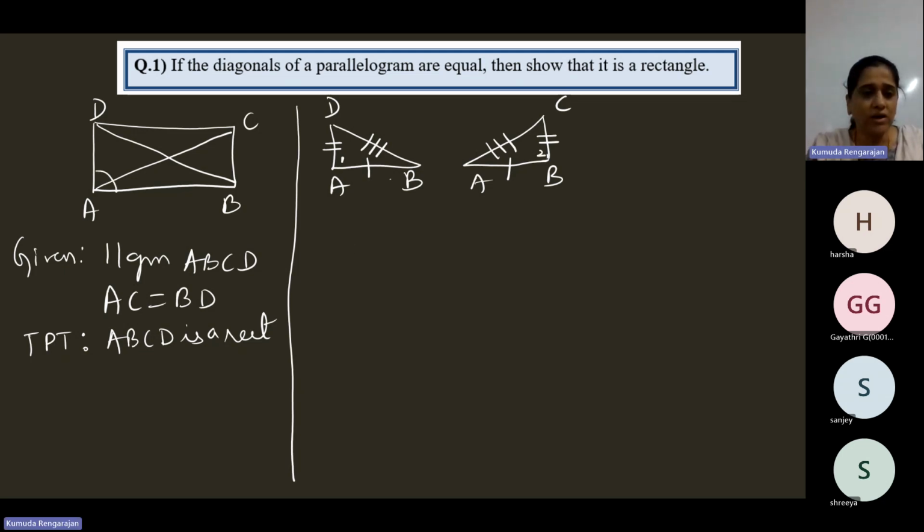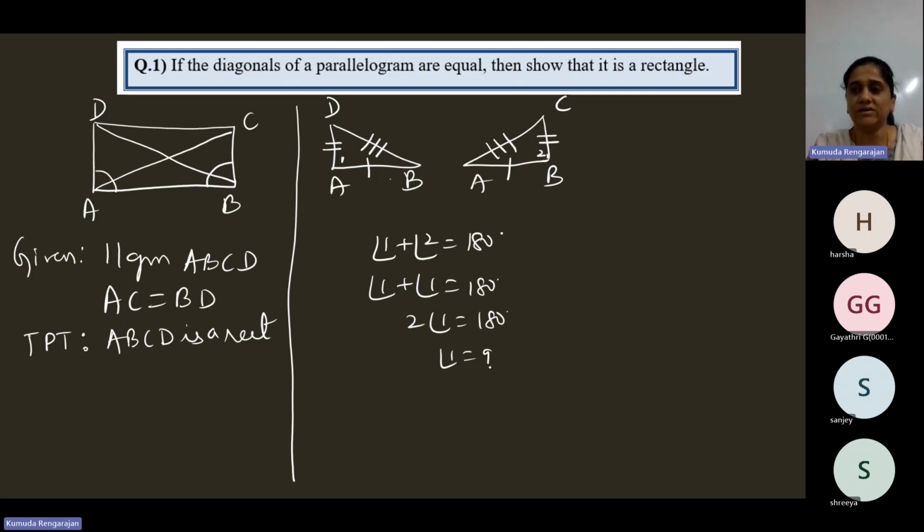But this angle 1 and angle 2, they are adjacent angles of the parallelogram and they're supplementary. So angle 1 plus angle 2 is 180 because adjacent angles of a parallelogram are supplementary. But 1 and 2 are equal. So 1 plus 1 is equal to 180. Twice of angle 1 is equal to 180. Angle 1 is equal to 90. So now what do we have? We have a parallelogram ABCD in which one angle is a right angle. Therefore, ABCD is a rectangle.